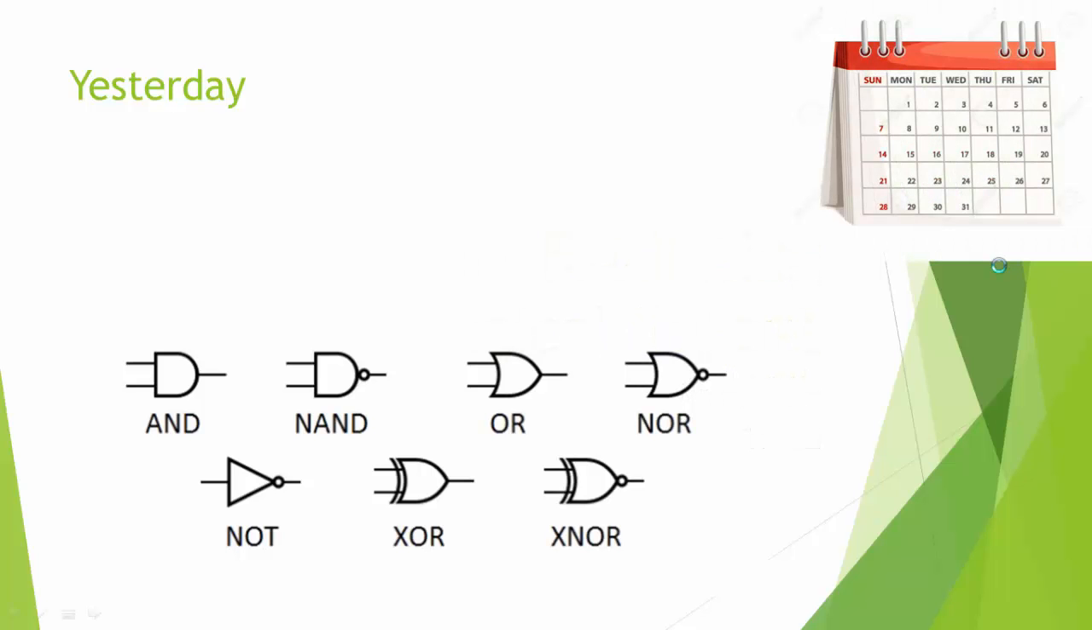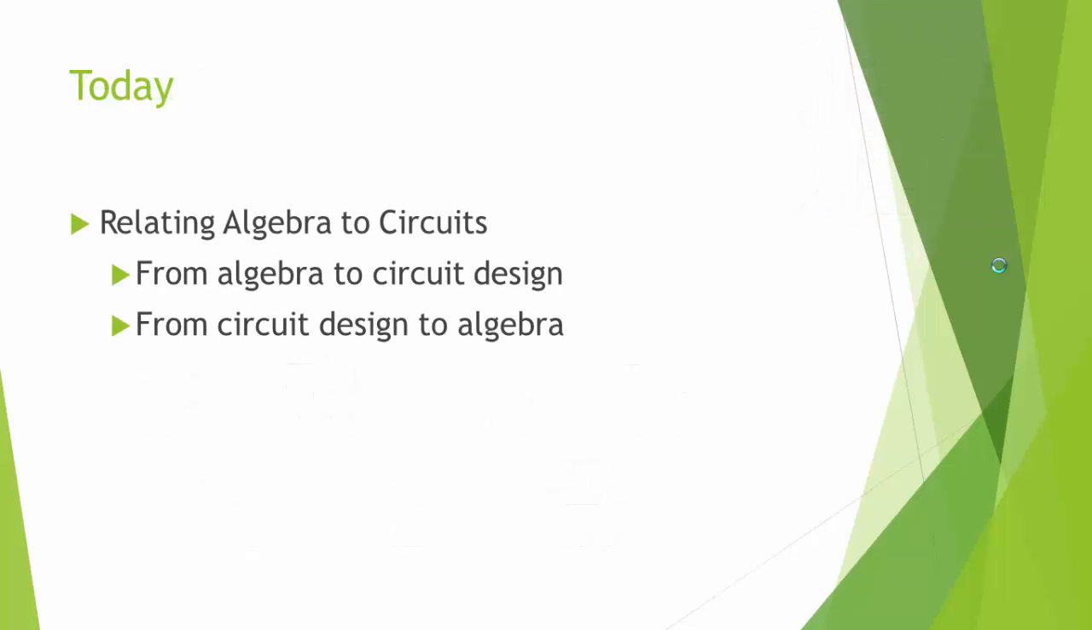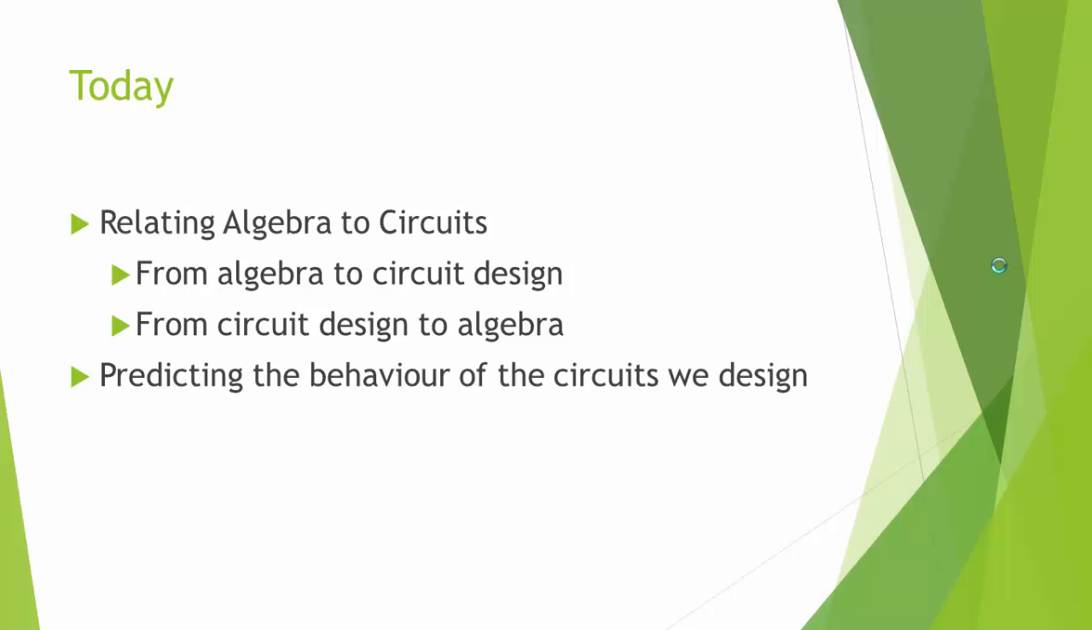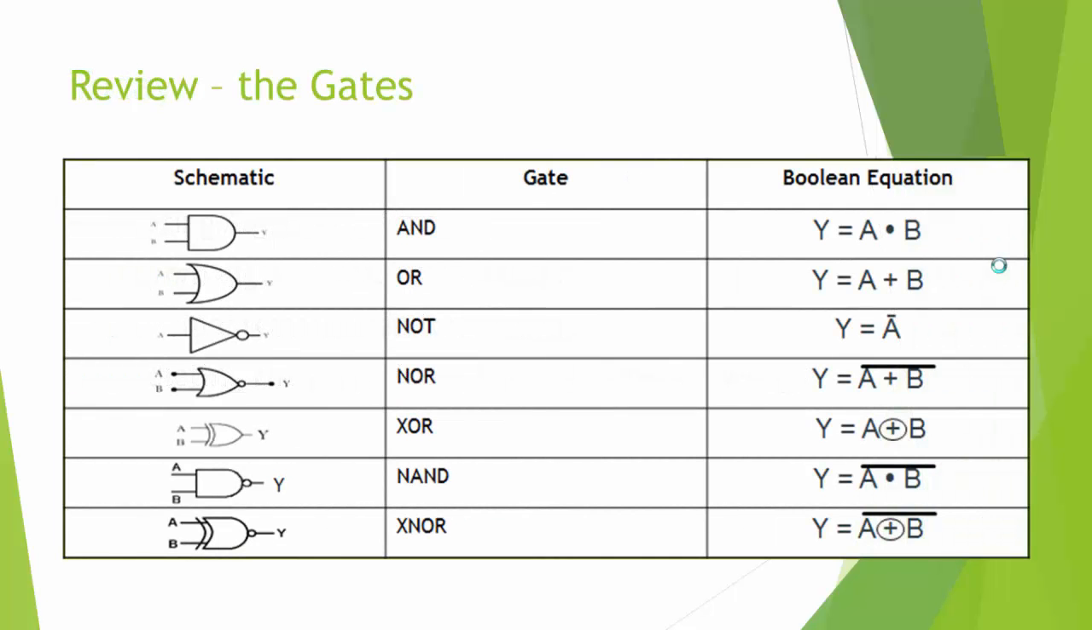So yesterday we talked about the logic gates and Boolean logic and how to represent these things. Today we're going to dig a bit deeper. We're going to relate algebra to circuits, to give us the capacity to go from algebra to circuit design and from circuit designs to algebra. And then we're going to talk about how to predict the behavior of the circuits that we design.